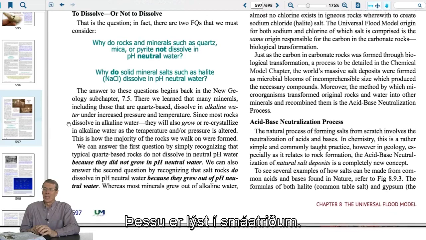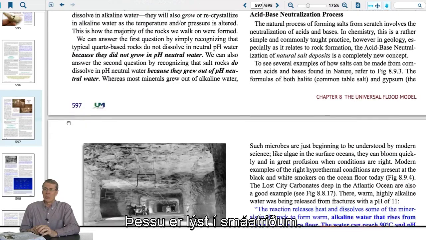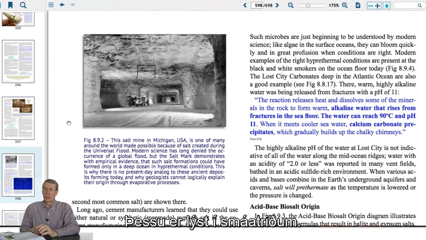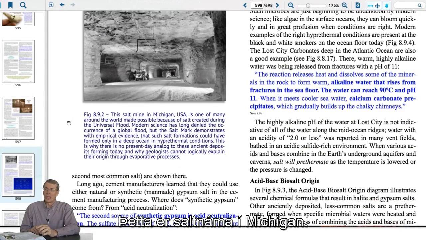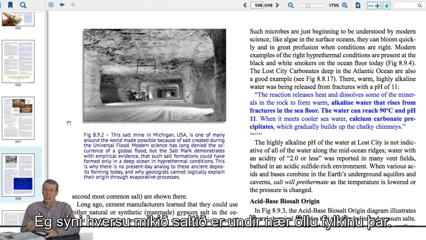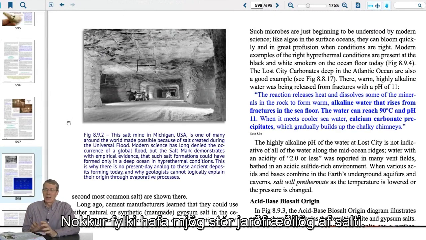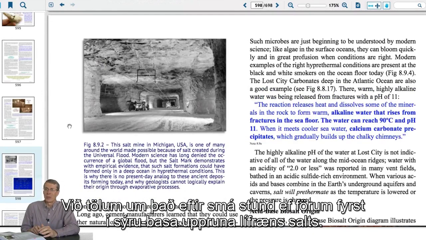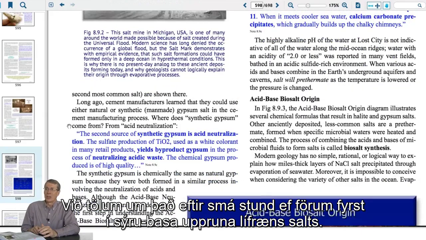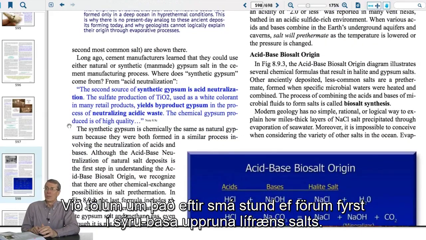And it's very descriptive, where we go into a lot of detail, showing this is a salt mine here in Michigan, showing how much of the salt this actually is under most of the state there. Several of the states have huge geological deposits, and we're going to talk about that here in just a second. But first, let's go to the acid-base biosalt origin.